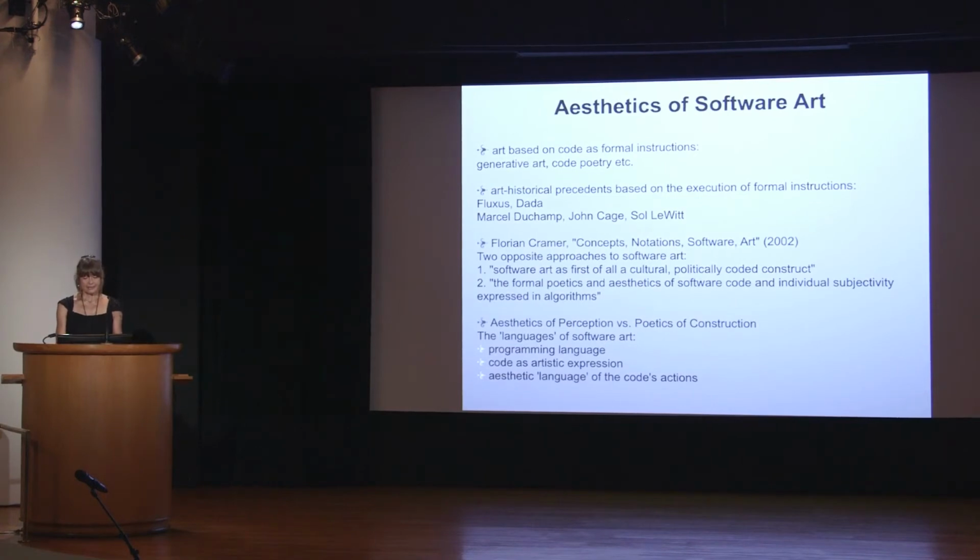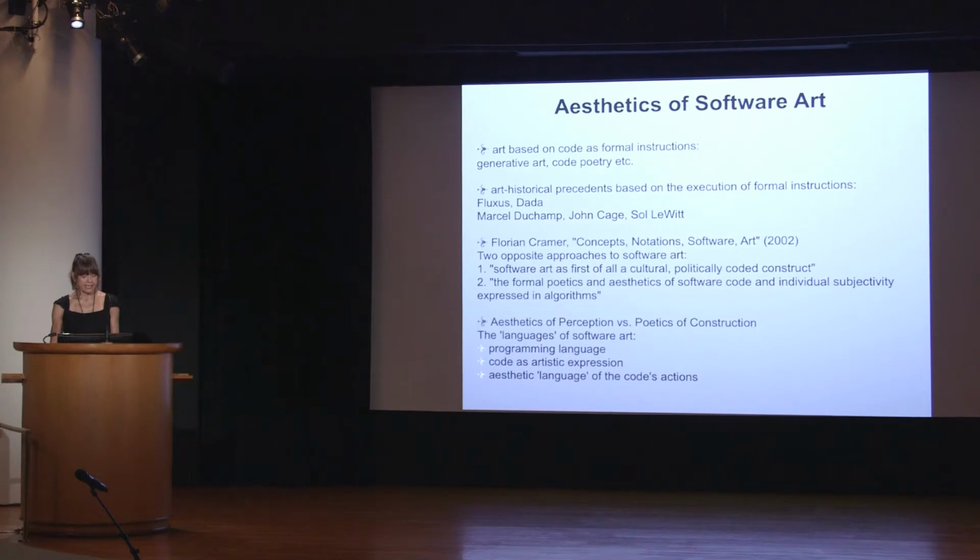One thing that is very important to me in terms of the aesthetics of software art is the relationship between the back end and the front end. So when we're talking about software art, we're talking about art based on code as formal instructions. This can range from generative art to code poetry. The art historical precedents, again, would be Fluxus, Dada, works by John Cage or Sol LeWitt.